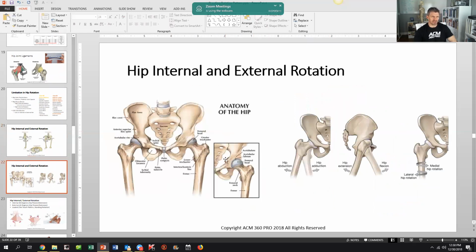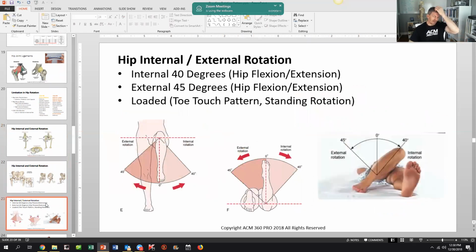The internal external rotation, again, when we go into toe touching, we're synonymously saying it's an internal rotator. When we go into extension, we're saying that it's synonymous with external rotation. So there are 3 different ways to assess. In fact, I have a study I'm going to send you about this.